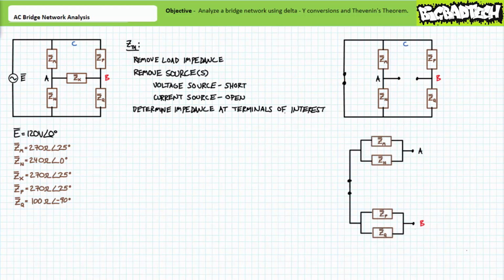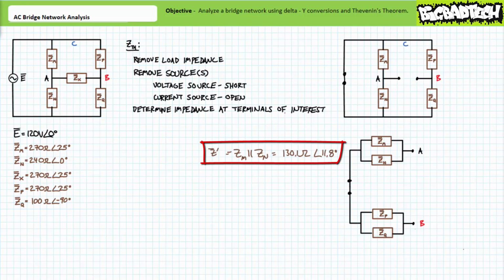This may take some visualization on your part, but the removal of the voltage source by substituting a short circuit has effectively placed Zm and Zn in parallel with one another, and impedance elements Zp and Zq in parallel with one another. The parallel combination of Zm and Zn, the simplification I'm calling Z single prime, is 130.1 ohms at an angle of 11.8 degrees.